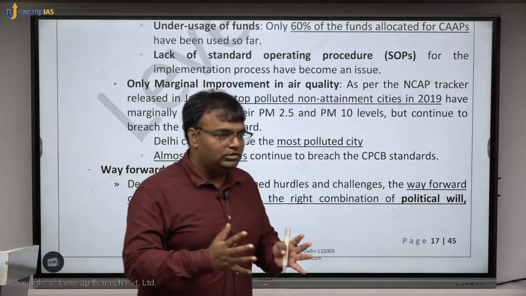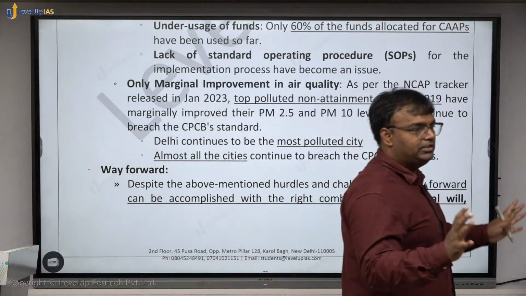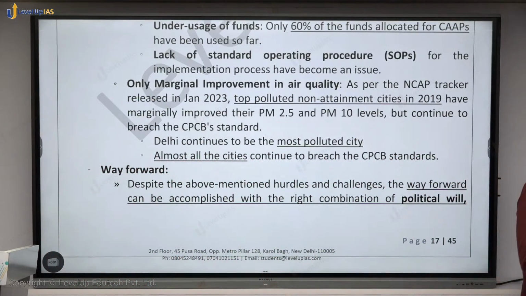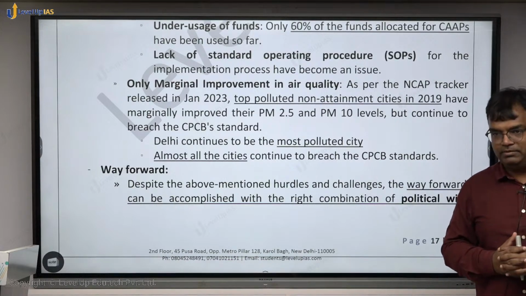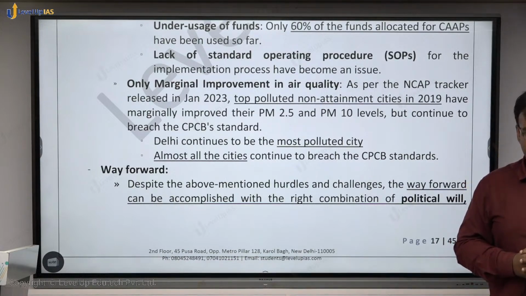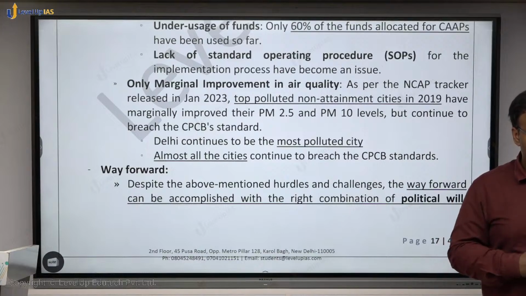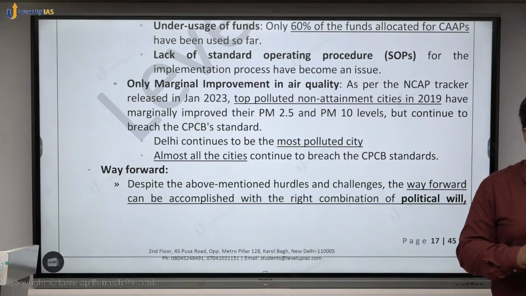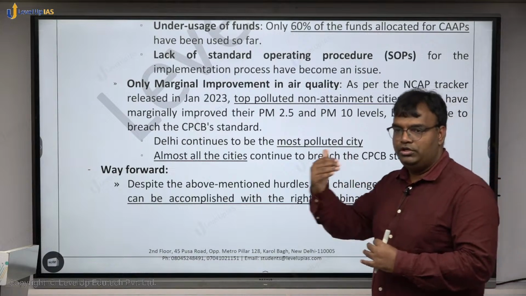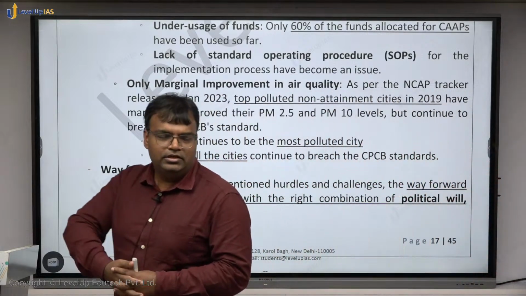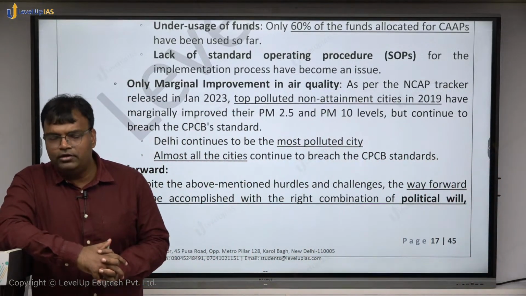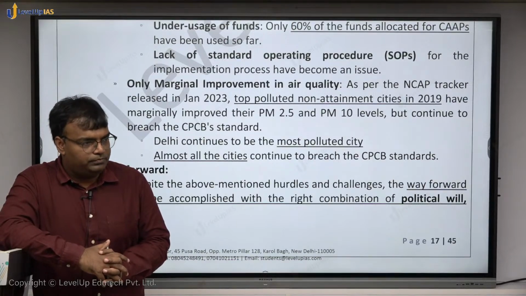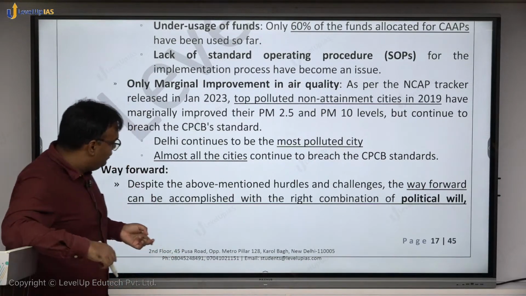So the most important city, which could be your flagship city to show your fight against air pollution, its improvement isn't taking place. Marginal improvement overall, but no city as such is reaching that level. There are some cities, like Srinagar, where the situation has improved, but not overall. Okay, so what is the way forward?